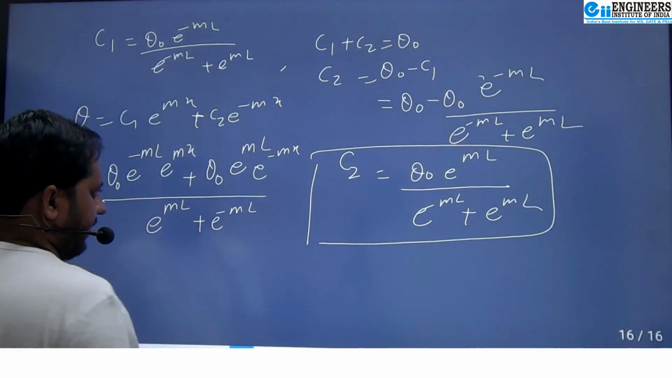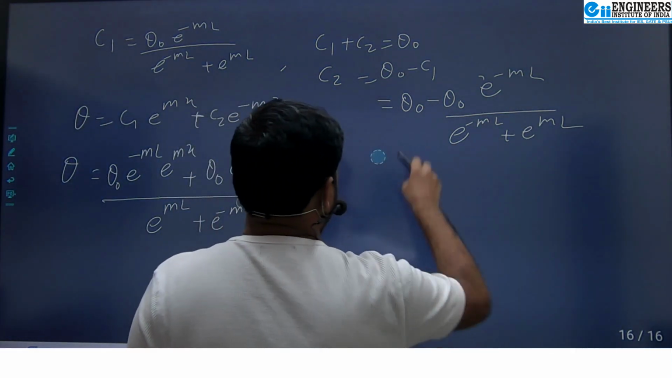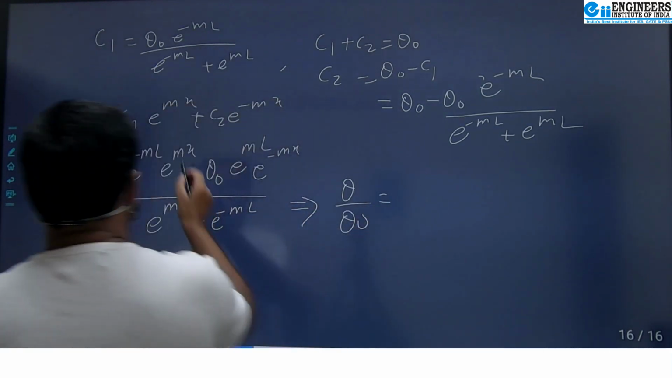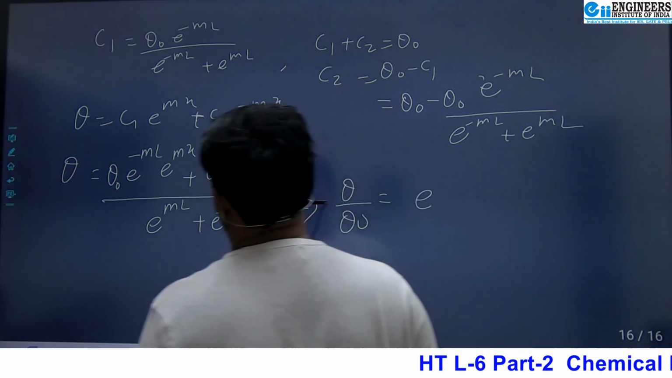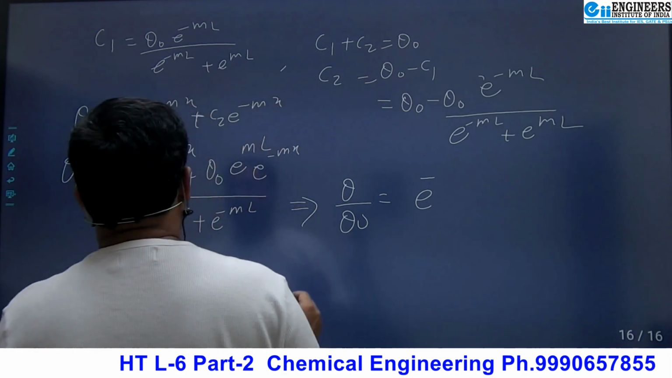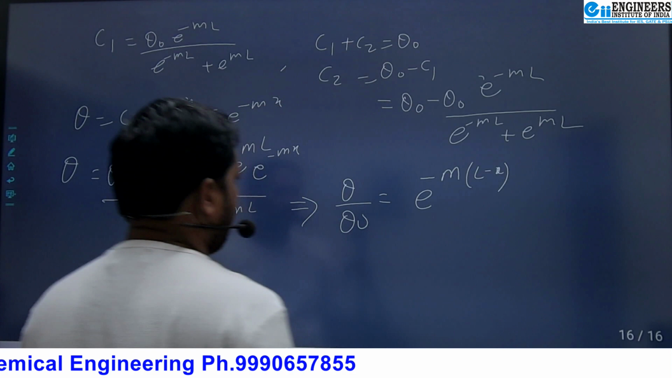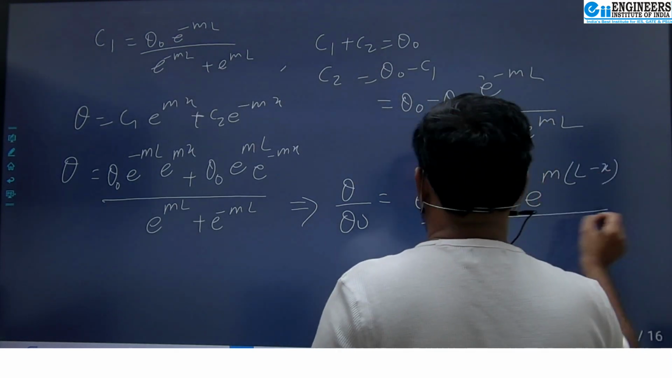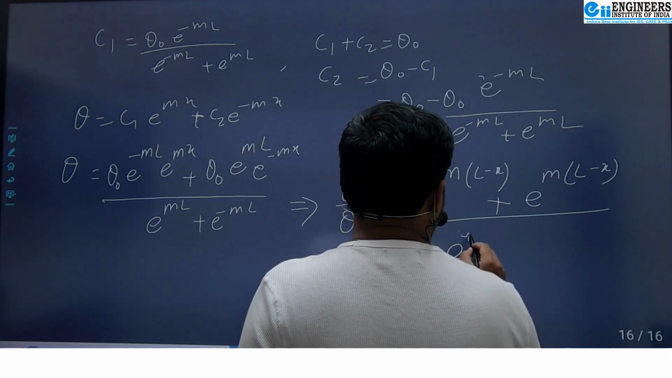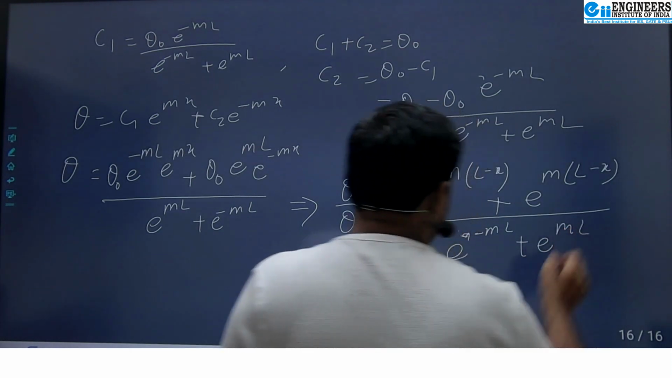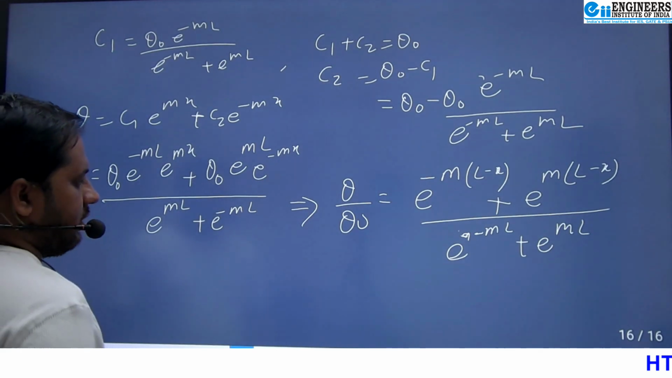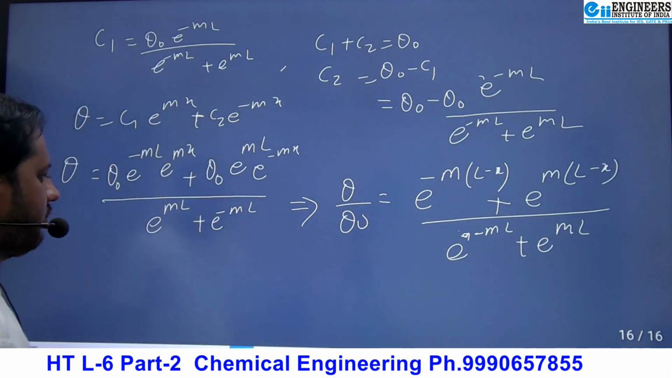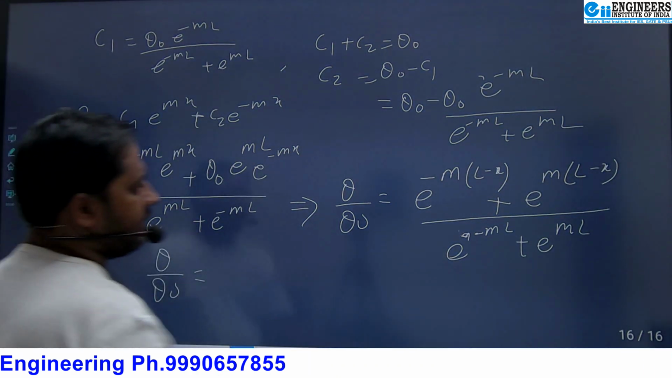Now if we take theta naught this side, you will get theta by theta naught equal to this value. If you take minus m outside, it becomes L minus x, and if you take m outside, then it becomes L minus x, divided by e power minus ml plus e power ml. This way can also be written, because here e power ml is written first but here it is written afterward, so nothing is different.